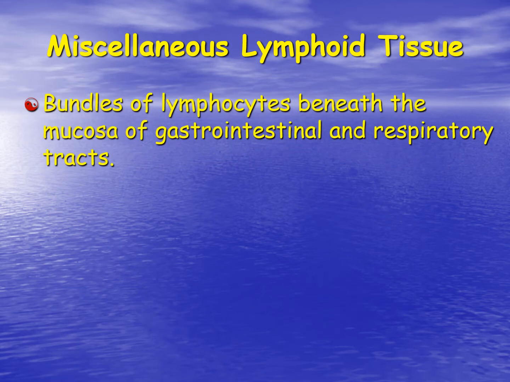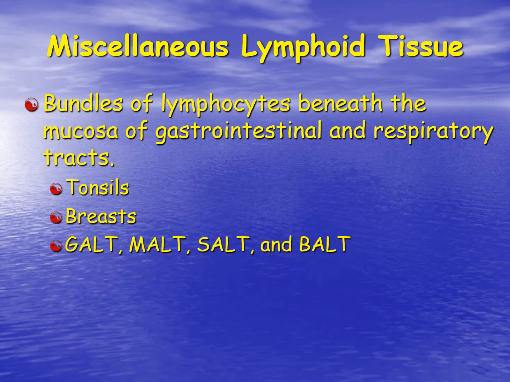Miscellaneous lymphoid tissue is just bundles of lymphocytes, not really encapsulated, that lie beneath the mucosa of the GI and respiratory tracts primarily. So the tonsils would be one of these miscellaneous lymphoid tissues. We'll see BALT in the bronchial tissue and GALT, MALT, and SALT in the GI system, the mucosa, and the skin. Peyer's patches are somewhat organized groups of lymphocytes and macrophages found in the lining of the small intestine.